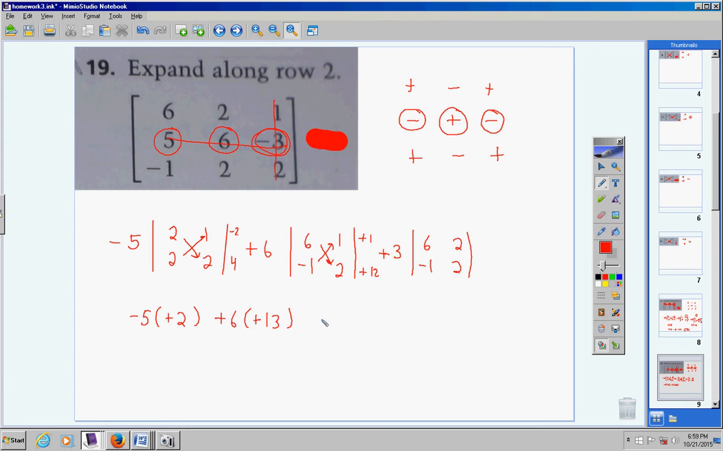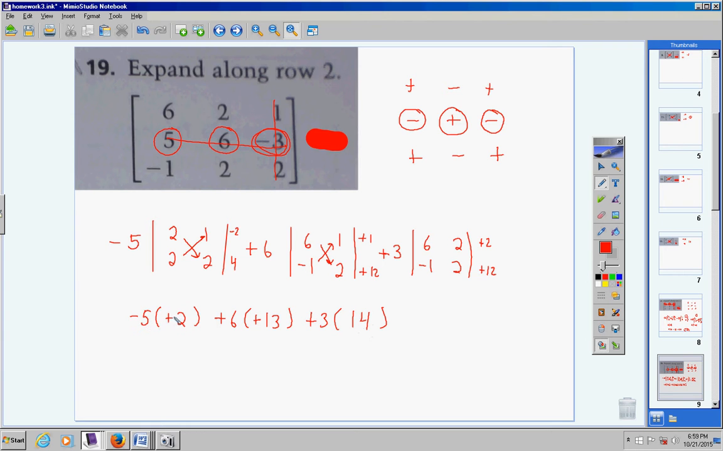Next, bring down your positive 3. Then parentheses. Multiply up, so negative 2, I'm going to put a positive 2. Multiply down, I'm going to get a positive 12. So that's going to give me a 14. And now let's finish this.